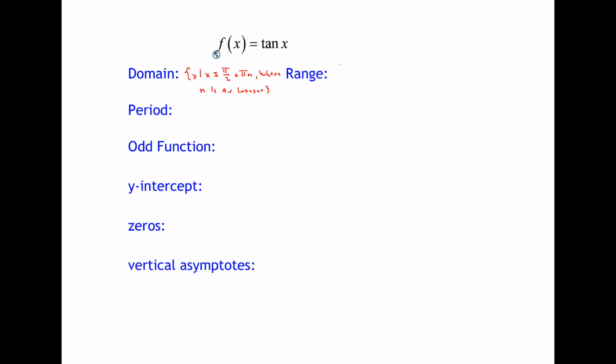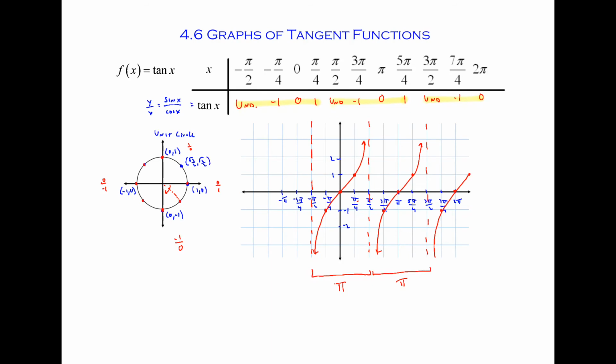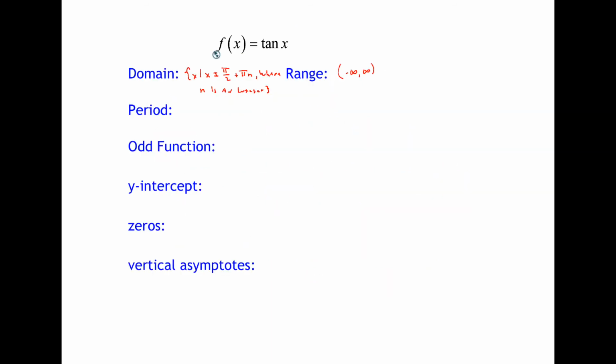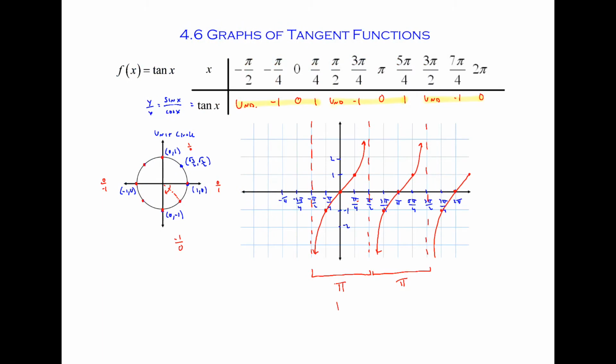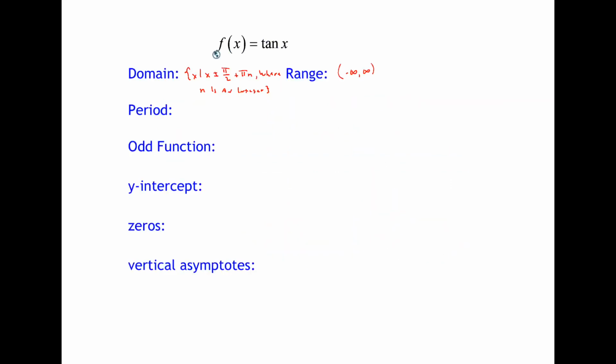All right, the range will be all real numbers because the graph goes up and down forever. There are restrictions to the domain, but not to the range. The period is how long it takes the graph to repeat, which is pi units. So sine, cosine, cosecant, secant had a period of 2 pi, but with tangent it'll be pi, and its intervals will be pi over 4.